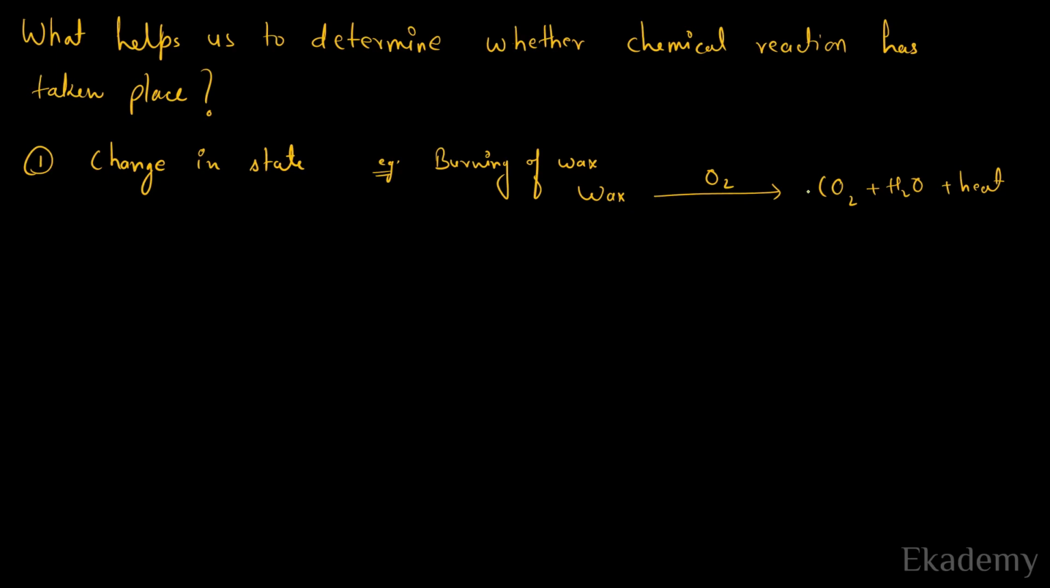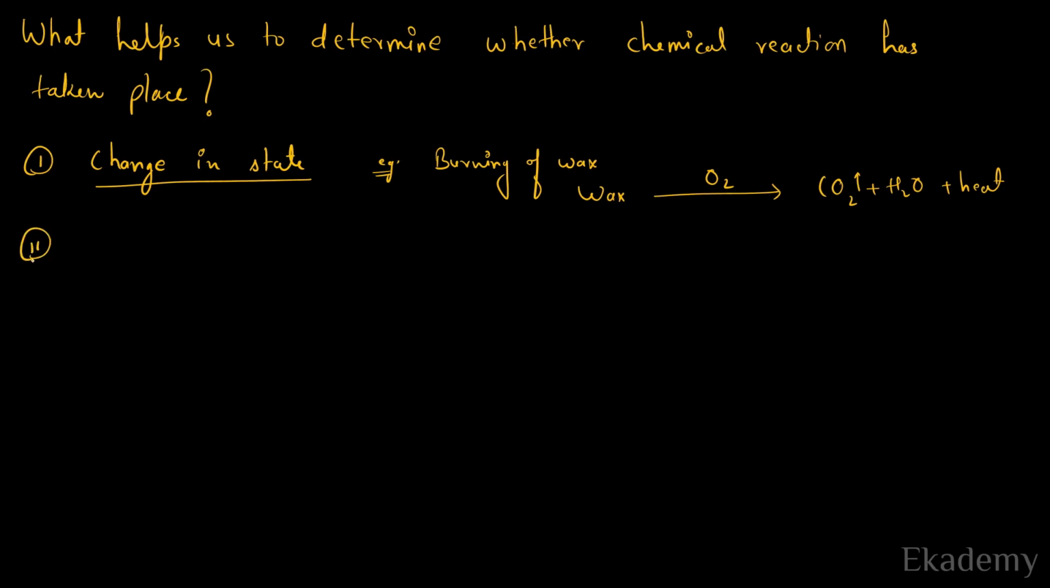So from solid to carbon dioxide, which is gas. So there is a change of state, or we may also say that if wax is liquid, then from liquid to gas. So there is change in state taking place in this reaction. So whenever there is change in state, then we may say that a chemical reaction has taken place.